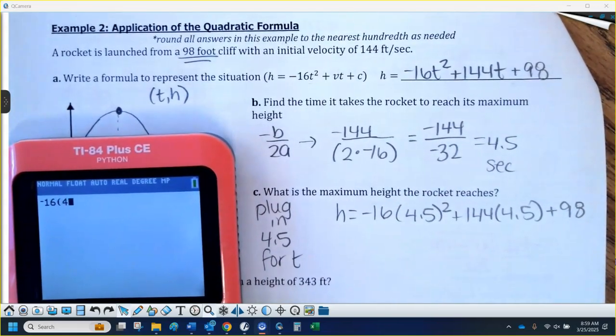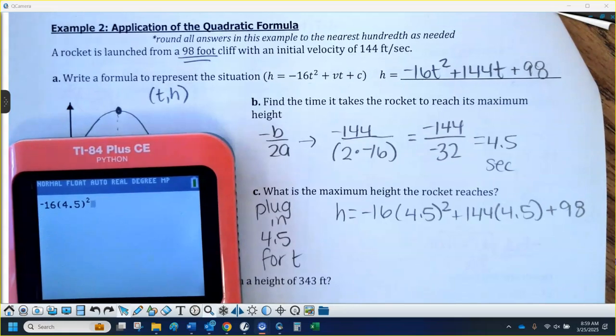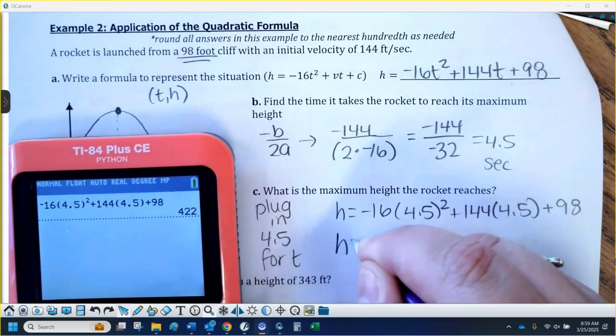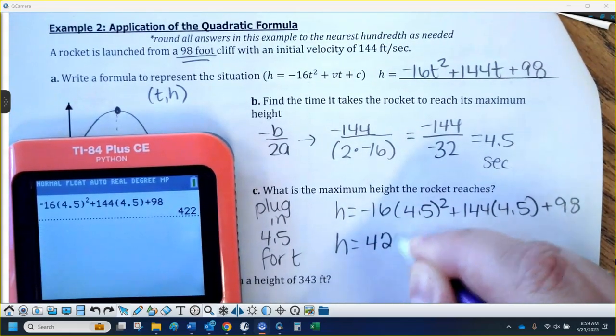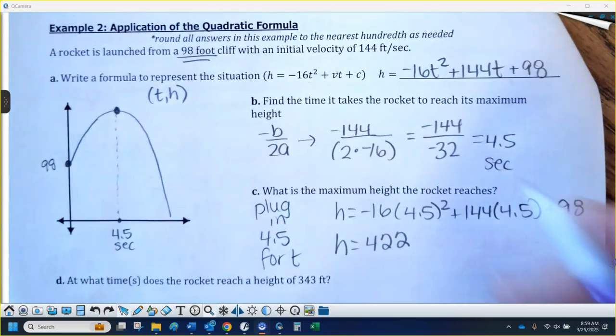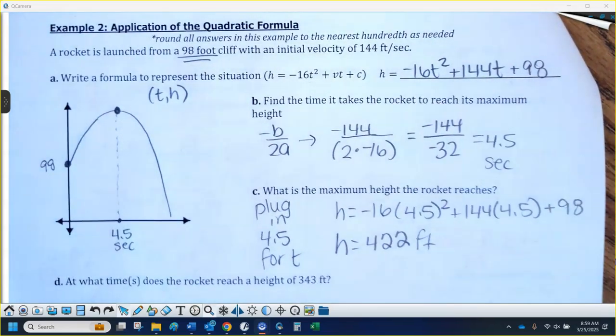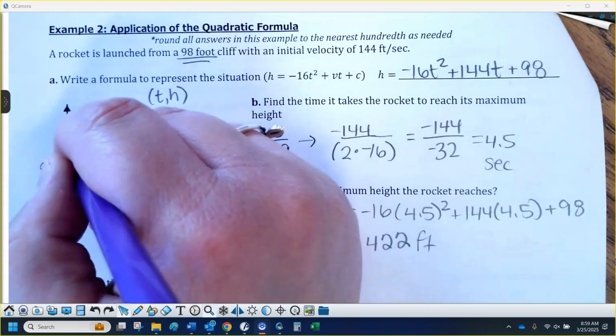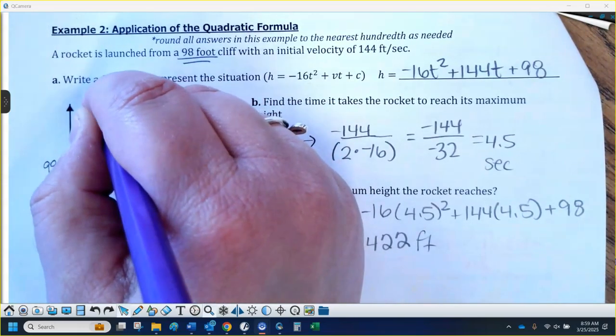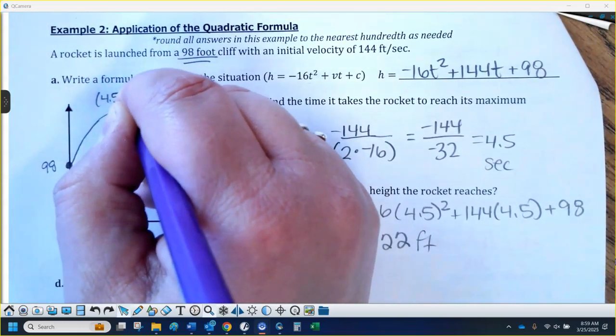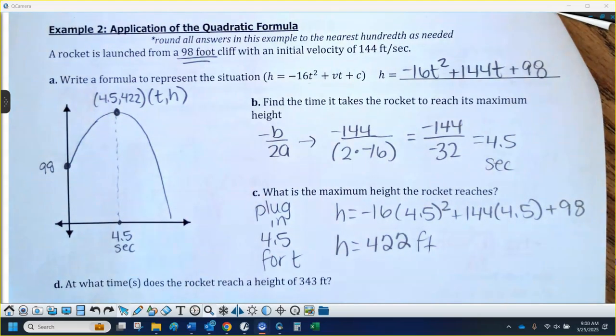So I'm just plugging this into my calculator. I know the time, 4.5 seconds, so I just replace a t everywhere I see a t for time in that lovely formula. And this will give us our height. So the maximum height, I got 422. This would be in feet. So that would be this. This is definitely not drawn to scale as I'm looking at it, but this would be 4.5 and 422 here.